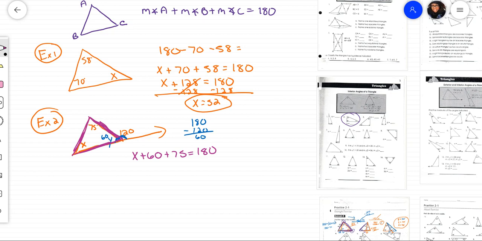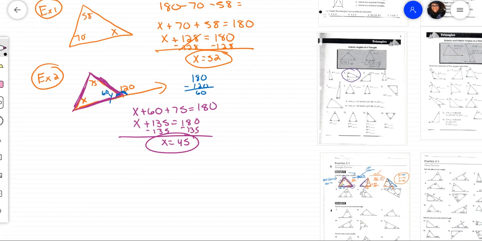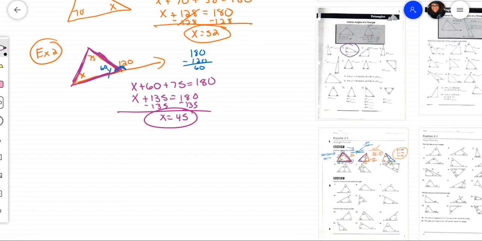Again, I don't need you to do it. I just want you to get comfortable with it because soon you will have to do it. So it'll be x plus these two together equal 135 equals 180. Subtract the 135 and you'll get that x equals 45. So that problem is a little bit more of a high school level geometry problem using the triangle angle sum.